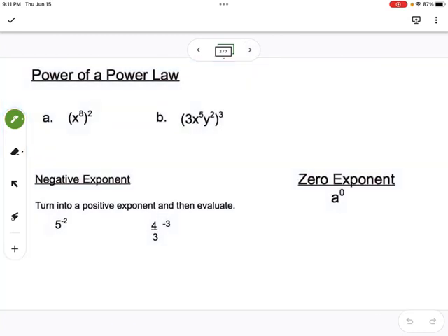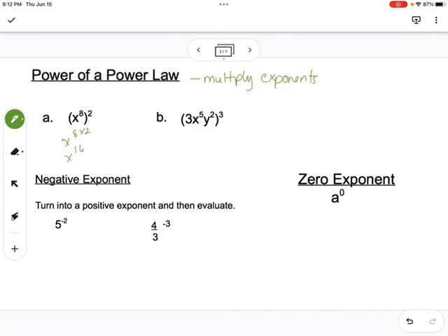Our next law we're looking at is power of a power. So that's not having two bases side by side, that's just having the exponents side by side here. So when we have a power of a power, we want to multiply the exponents. So this first one will be x, 8 times 2, which gives us x to the 16.